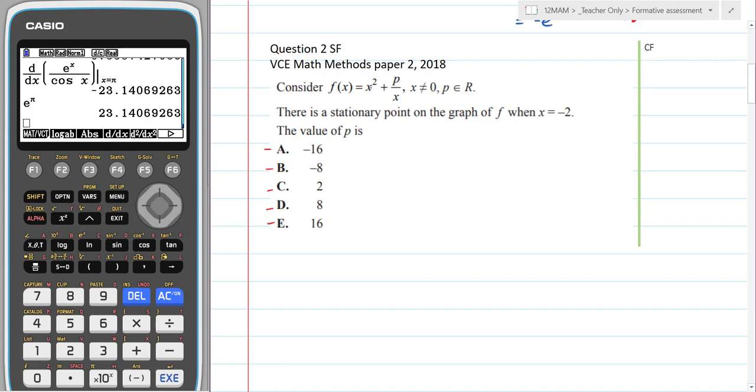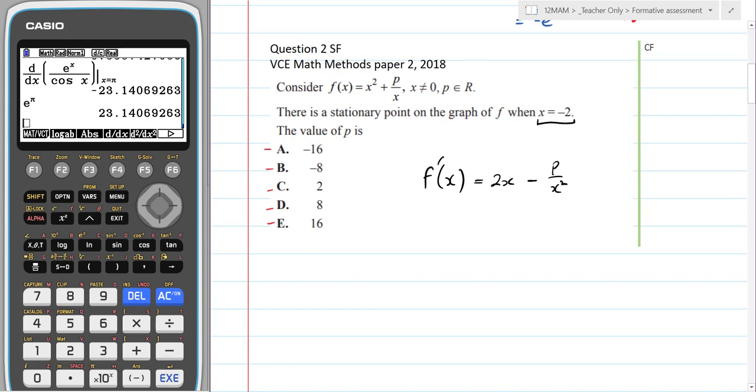So consider f of x equals x squared plus p over x. We want to find the stationary point at x equals -2. Find a value of p that makes that work. So I'm going to say, and the working doesn't matter in this type of question, f dash of x equals 2x minus p over x squared.